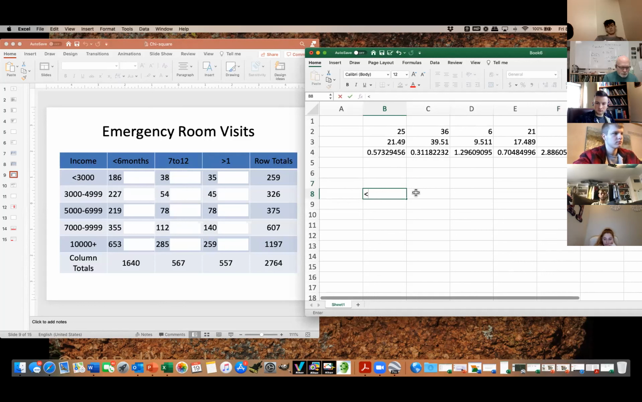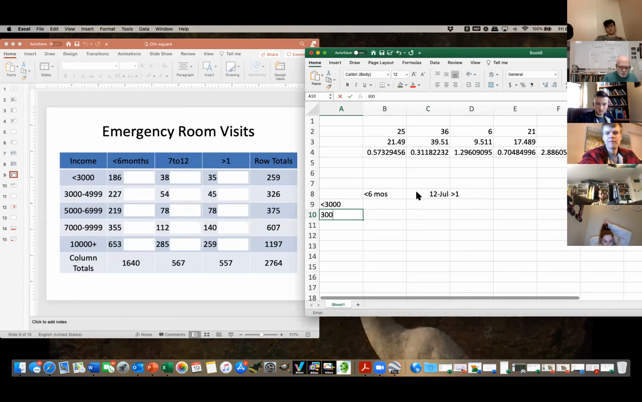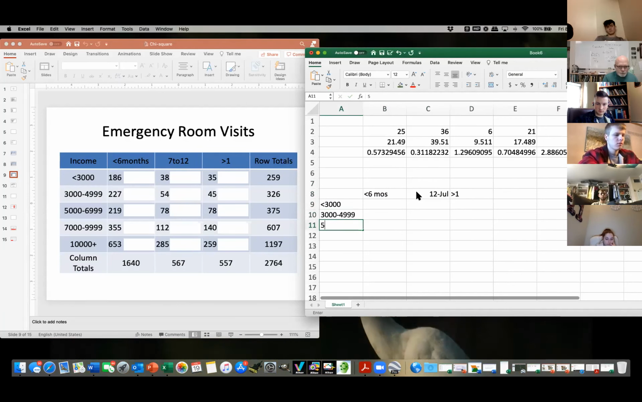So let's just take this: less than 6 months, 7 to 12 months, and greater than 1 year. And we're going to have less than 3,000, 3,000 to 4,999, 5,000 to 6,999, 7,000 to 9,999, and then greater than 10,000. What we have here at the beginning is 186, 227, 219, 355, 653. We have 38, 54, 78, 112, 285. And we have 35, 45, 78, 140, and 259.